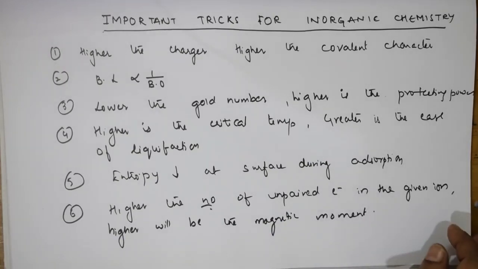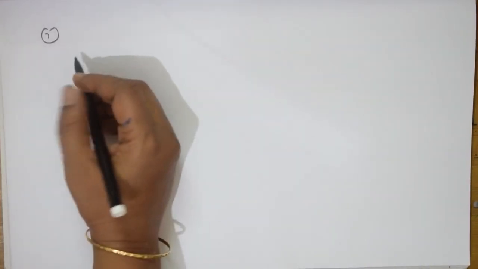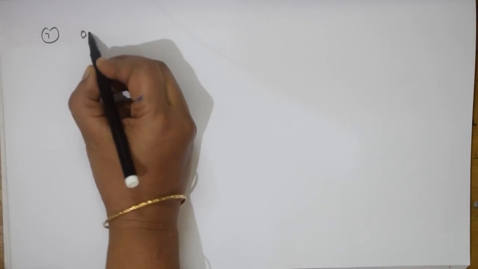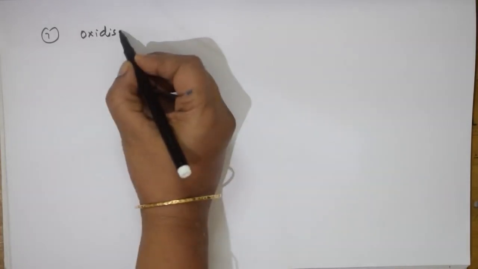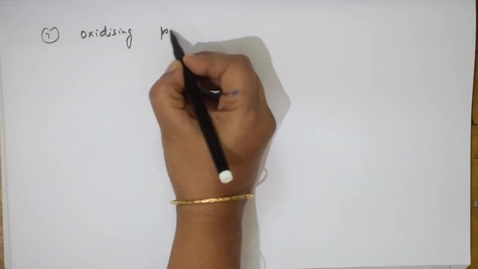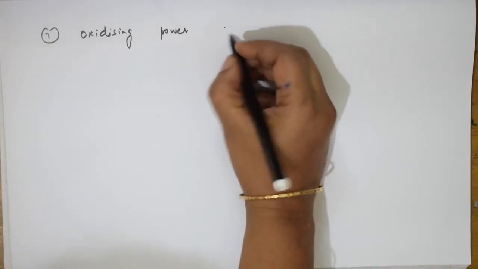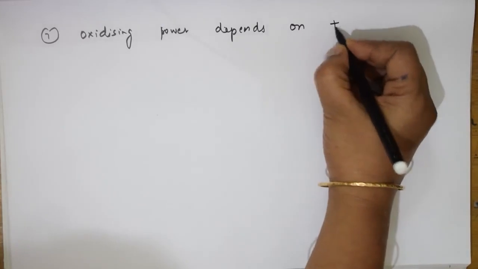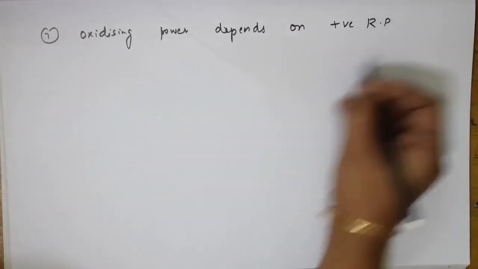Now let us go to some more tricks. I said 24 I'll be giving you. Let us write one more. So next important. How many did I write? I've written 6, isn't it? Now let us go to the 7th one. If a question is given to you on oxidizing power, right? Remember, oxidizing power depends on positive reduction potential, okay, right?